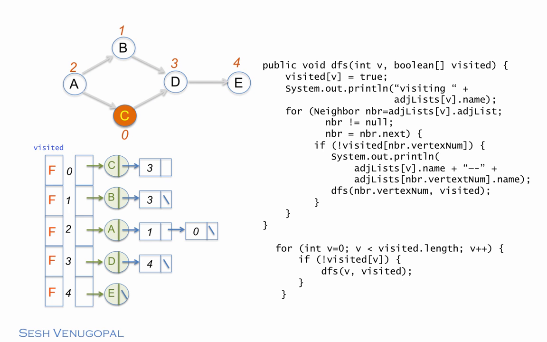When the DFS call returns, the visited array has changed to this, since C, D, and E would have been visited. The driver goes on to the next cell, 1, sees a false value, and calls DFS on vertex number 1, which is B. That DFS returns having only visited B, updating the visited array to this. Again, the driver goes to the next cell, 2, spots a false, and calls DFS on 2 for vertex A. When the call returns, having visited A, the visited array is updated to this.